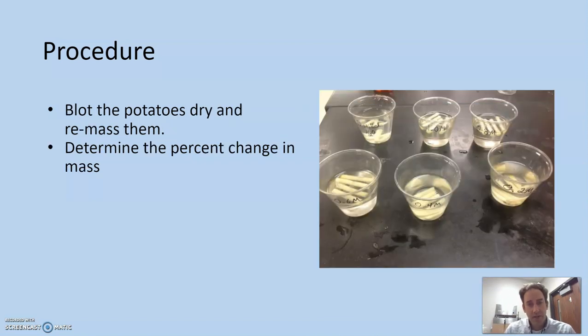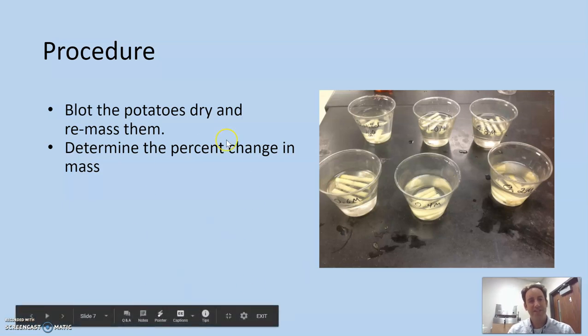So the procedure, once they've sat overnight: the next day, you're going to take the potato cores out, blot them dry on paper towels, and remass them. And of course, it's important to do a good job blotting them dry, because if they're sopping wet, that's obviously going to add to the mass. You also want to be careful not to wrap the paper towel around the cores and suck all the liquid out, because if you're sucking liquid out of the potato core, that's going to also affect the mass. You want to blot them nice and dry, make them the consistency they were when you put them in the distilled water, and then reweigh them.